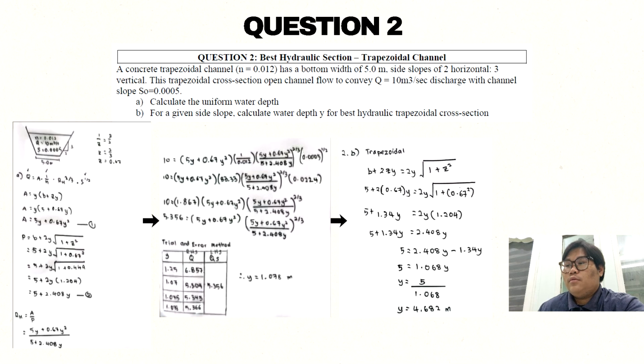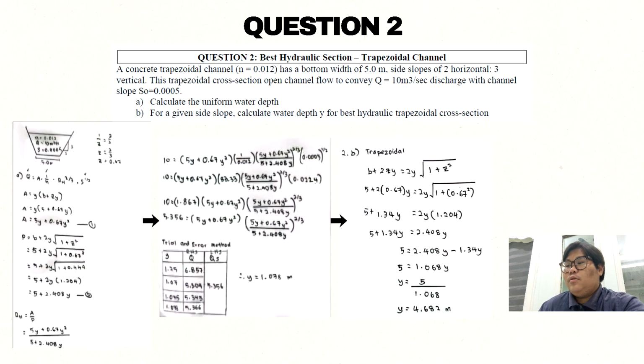Question 2. Given N equals 0.012, Q equals 10 meter cube per second, S equals 0.0005, width equals 5 meter, and the Z is 3 over 2. To find Z, we have to divide, and it will become 0.67.